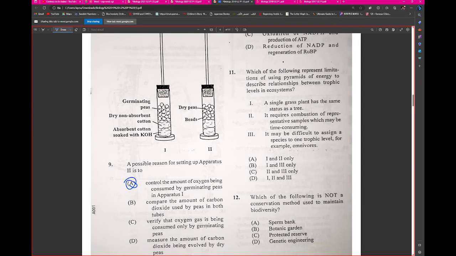11, which of the following represents limitations? Interesting. Limitations of using the pyramid of energy to describe relationships between trophic levels in ecosystems. Okay, so it may be difficult. That's true. All of them, I believe, would be limitations.